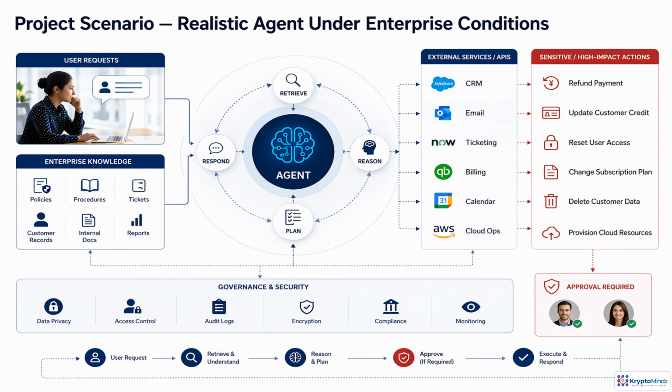Imagine a support operations agent working inside a real enterprise. It does not just chat. It retrieves policies, tickets, procedures, and customer records, then works across CRM, email, billing, ticketing, calendars, and cloud tools. That creates meaningful risk, because the workflow may expose sensitive data or trigger actions such as refunds, access resets, subscription changes, or data deletion. Your security design must therefore cover privacy, access control, audit logs, encryption, monitoring, and an approval gate before any high-impact action is executed.